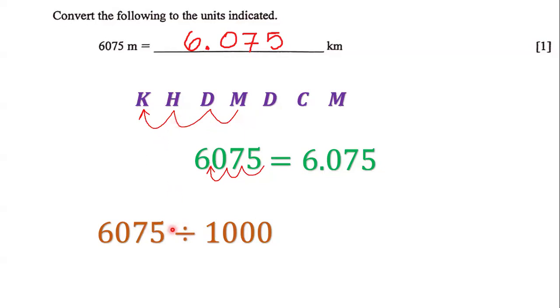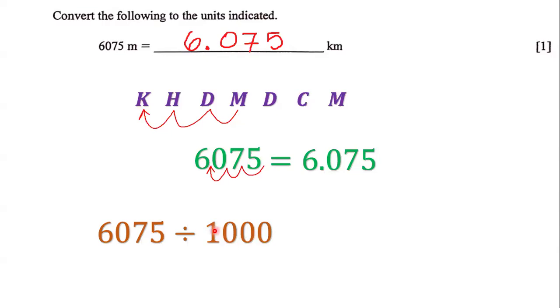If you want to show the division, that's also fine. So you say 6,075 divided by 1,000. That's how some people teach it. We divide by 1,000. Why do we use 1,000? We use 1,000 because we move over how many times? 3 times. We move over 3 times and we just put the 1 there.